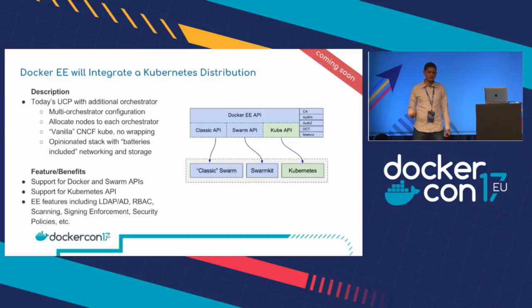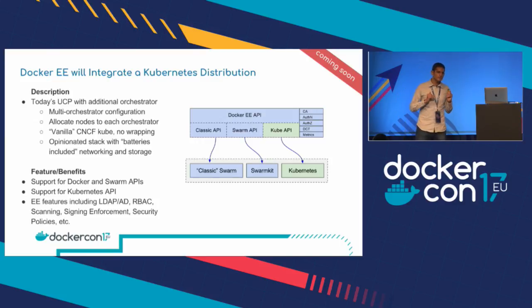The control you send requests to the EE UCP controller, and then depending on whether it's a kubectl command, Swarm API, or classic Docker API, it'll forward it to the appropriate orchestrator, classic Swarm, SwarmKit, or Kubernetes, and perform the necessary operations. And then you get the feature set that's included. You'll be able to allocate nodes to each orchestrator, so we'll have UX features that make it simple to set some nodes as Kubernetes and some nodes as Swarm.